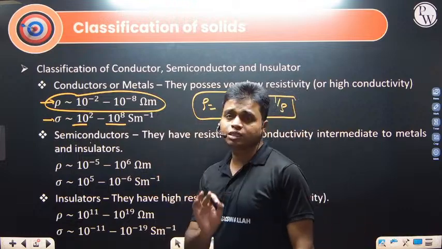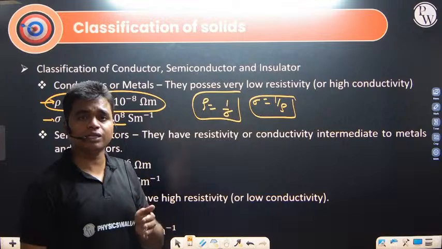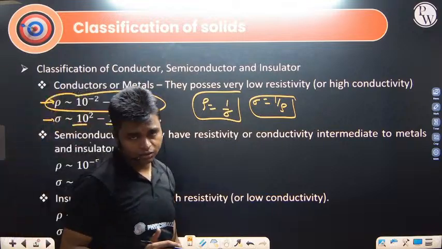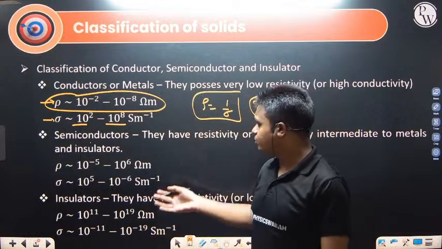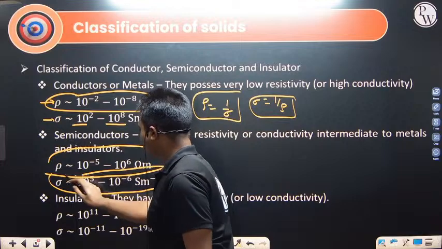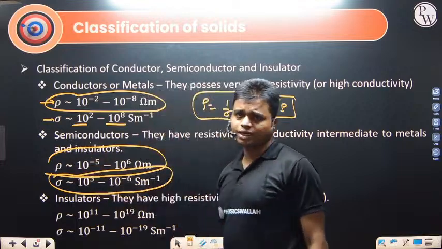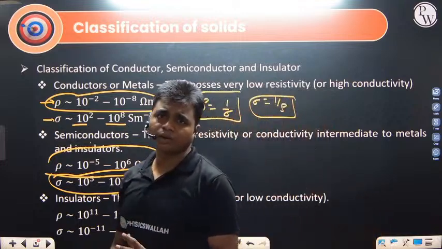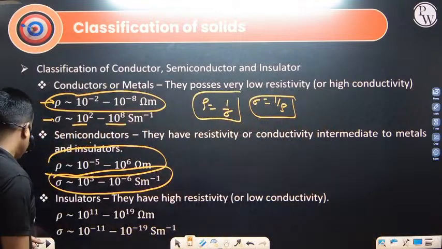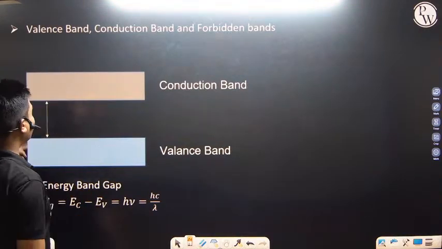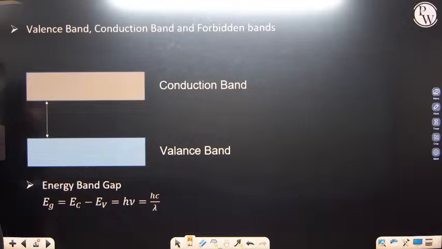Next is semiconductors. Their properties lie between those of the metal and non-metal, that of the conductor and insulator. Those midway properties which solids have are what we define as semiconductors. Examples are silicon and germanium. So let's discuss the band theory. We have 2 types of band, the valence band and conduction band, and forbidden bands over here.